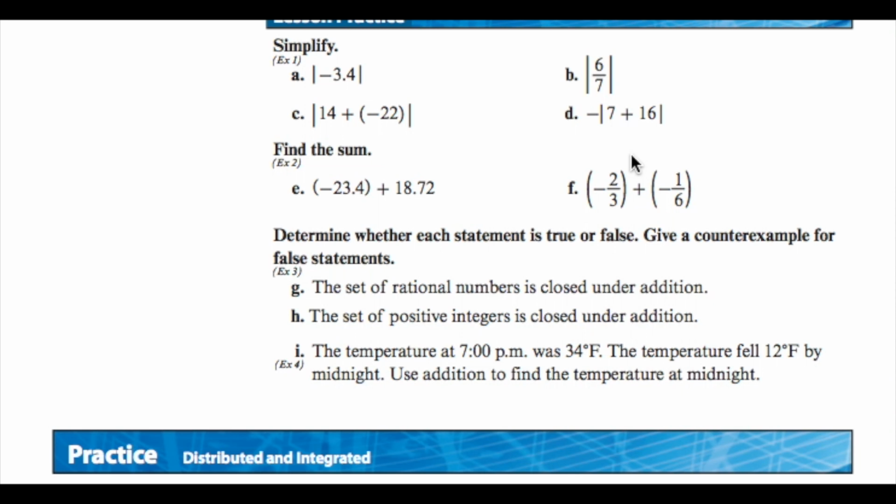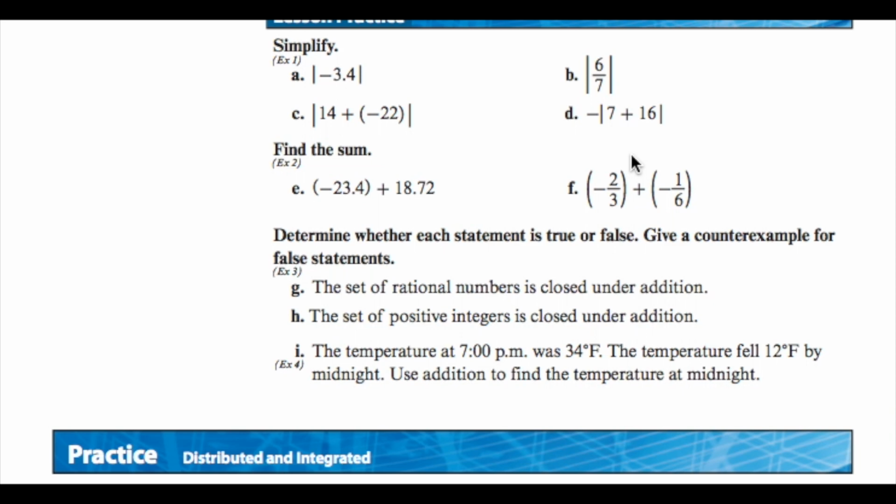H, the set of positive integers is closed under addition. If I add a positive number to a positive number, it's going to give me a positive number. H would also be true. Letter I, the temperature at 7 p.m. was 34 degrees Fahrenheit. The temperature fell 12 degrees Fahrenheit by midnight. Use addition to find the temperature at midnight.